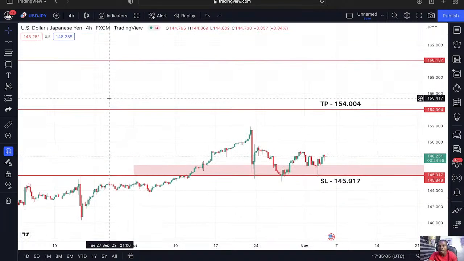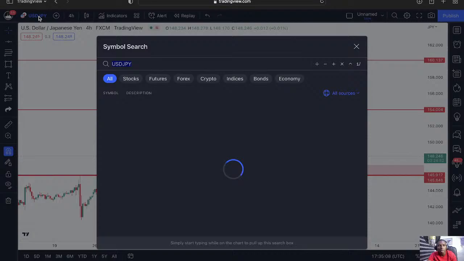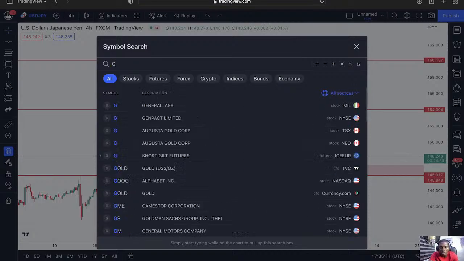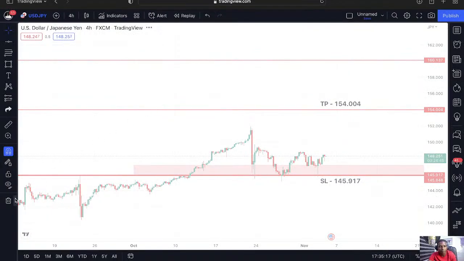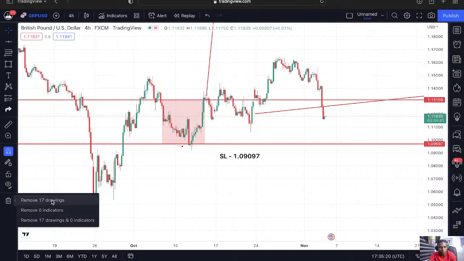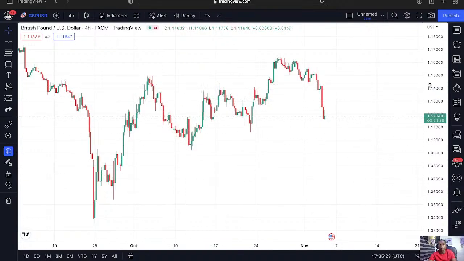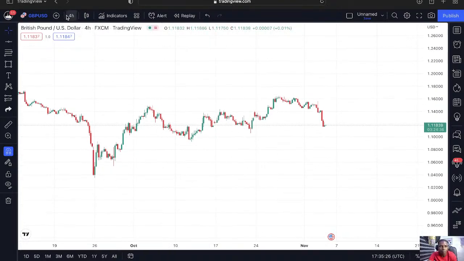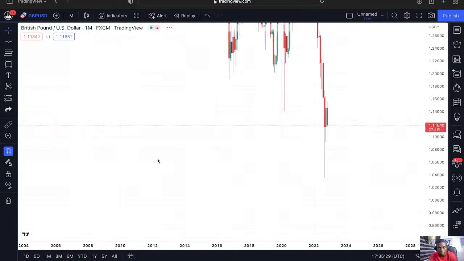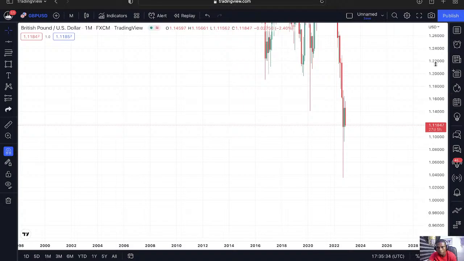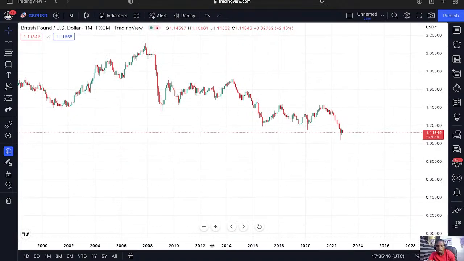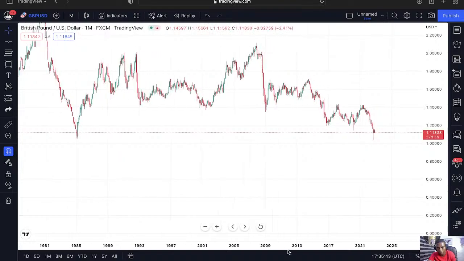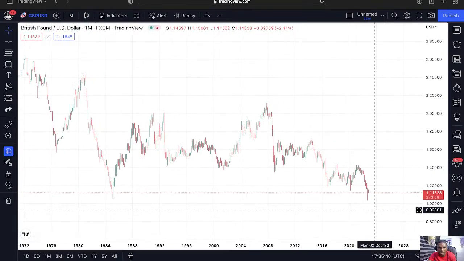So lastly, let's look at GBPUSD. So this is our monthly time frame, trying to analyze the market.